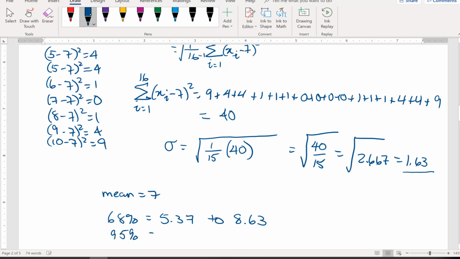95% are within 2 standard deviations. So that would be from 3.74 up to 10.26. That's within 2 standard deviations either side of our mean value, our average value. And this is where the bulk of our data lies if our data is normally distributed, which in this case it is. And that's standard deviation.